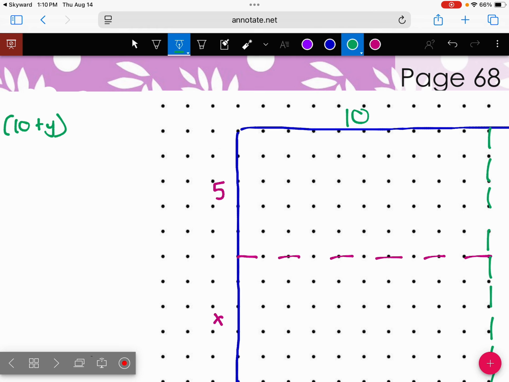I've got a 5 over here, and I've got an X over here. What do we do with them? Oh, so you gotta... what is the side of the, how long is this side of the box? 5. 5 plus X.